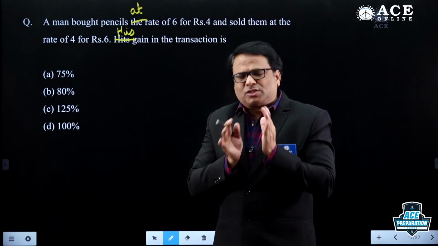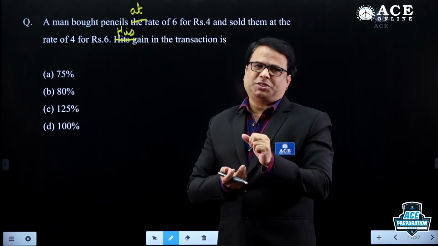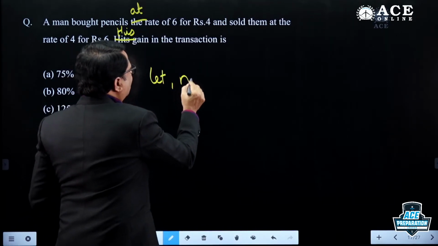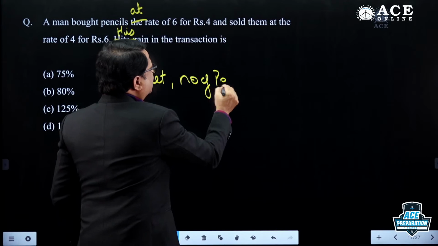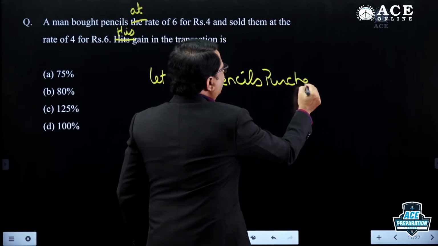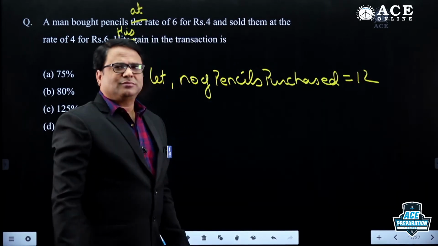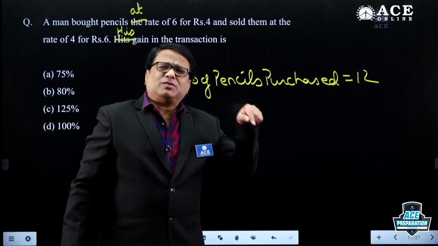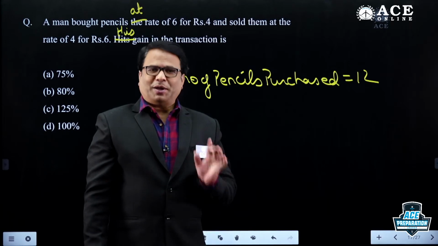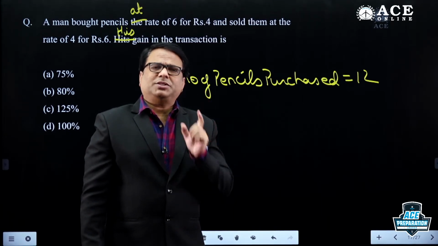So, the easiest way to do this problem is to assume the number of pencils purchased. Let the number of pencils purchased be 12. Then you may be wondering why I took specifically 12. Is 12 my lucky number? No, that is not the criteria. Now I will tell you the criteria, why 12 will help us do the calculations easily.